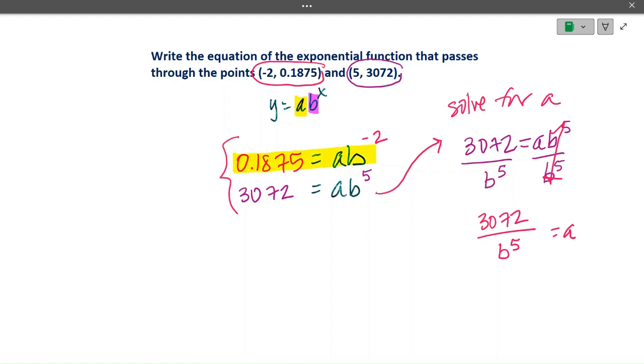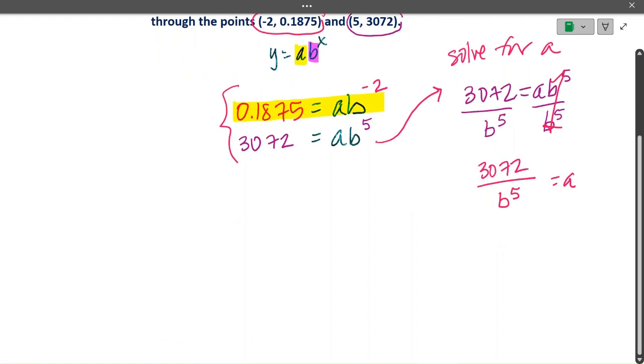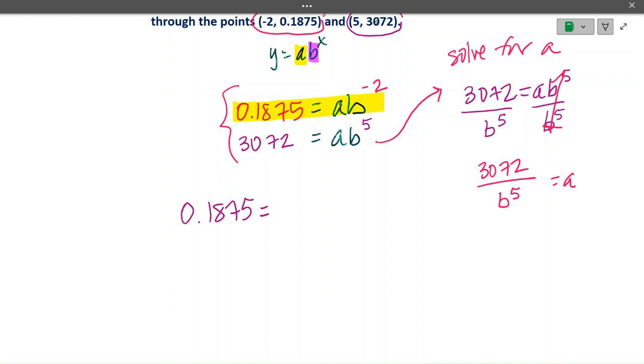Now we are going to look at the other equation. That would be this one that we did not use. And everywhere I see a, I'm going to go ahead and plug in what a equals, 3072 divided by b to the fifth. So I'm going to go ahead and come over here. Okay, and I'm going to write in pink what I'm substituting. So this is going in for a. Okay, this is b here, and then to the power of -2.